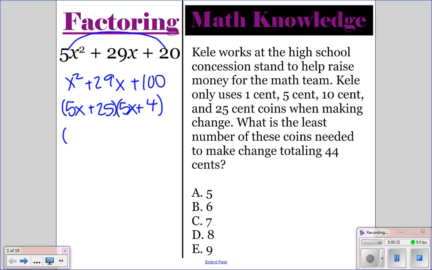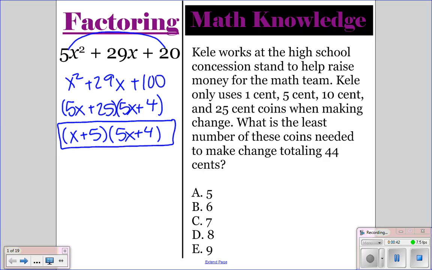So the first set will reduce. You can divide by 5, so you'll have x plus 5 and then 5x plus 4. And so that would be the answer for your factoring.